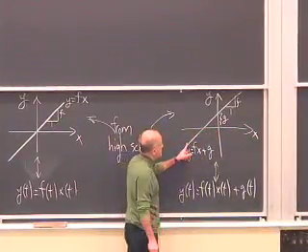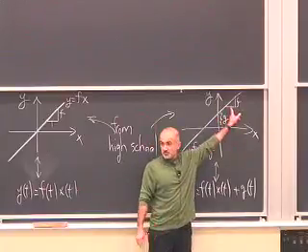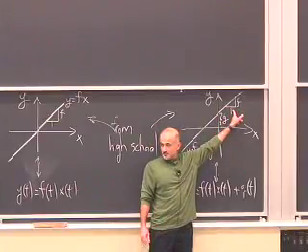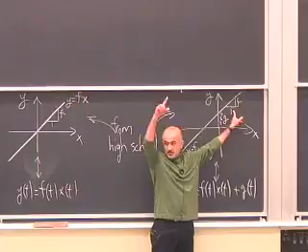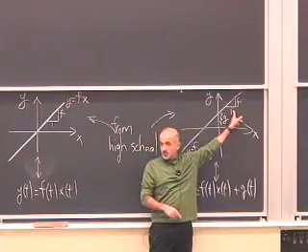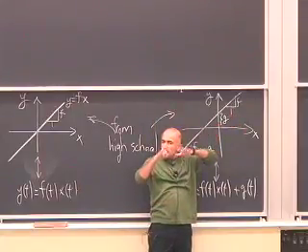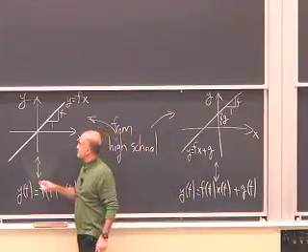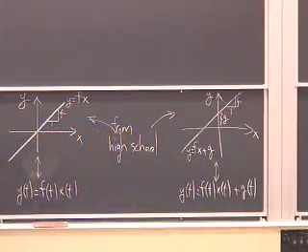Now, there is something to be said. This is still a straight line. Right? It's not a parabola. It's not a cubic. It's still a straight line. So what is it that distinguishes this kind of system from the system above?